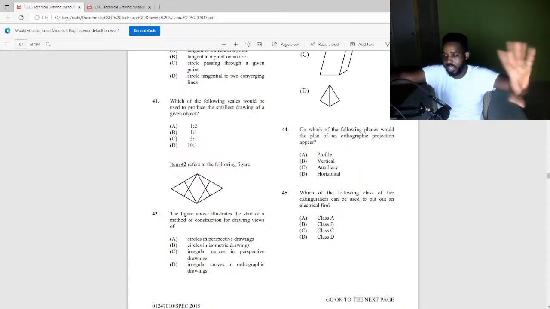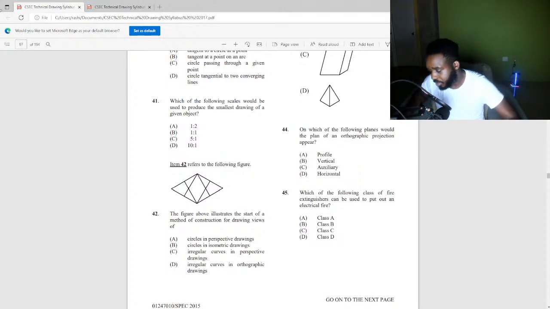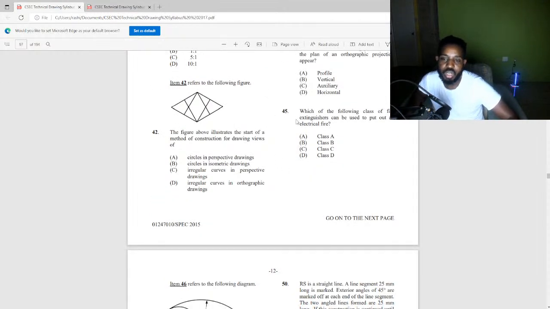So the sides would be on a vertical plane, and then the plan view and the front view would be on a horizontal plane. All right, number 45 says, which of the following classes of fire extinguishers can be used to put out an electrical fire? This is class C.